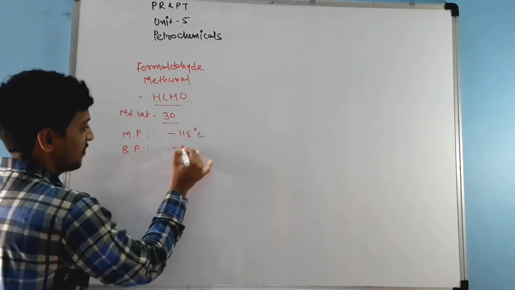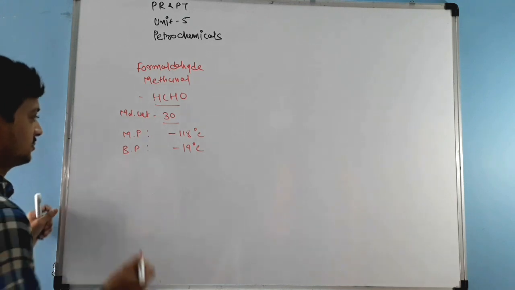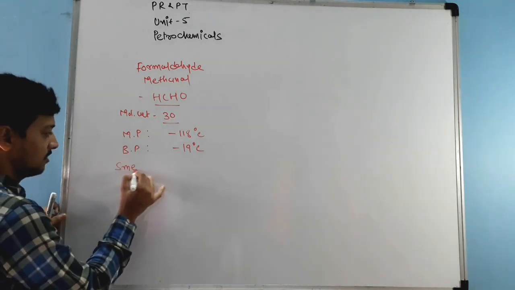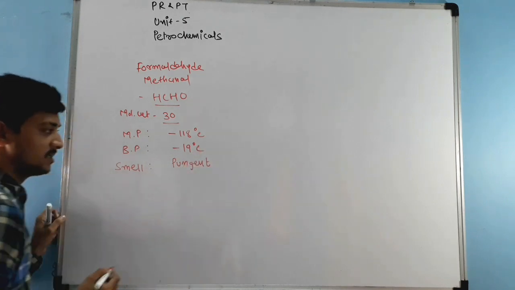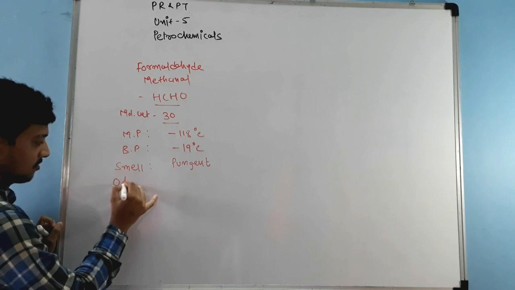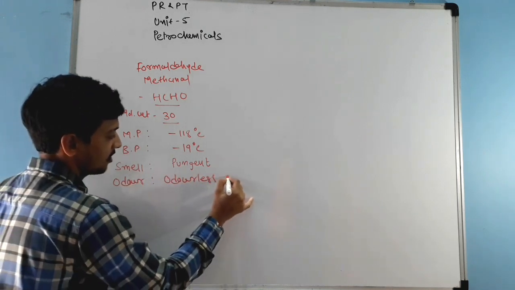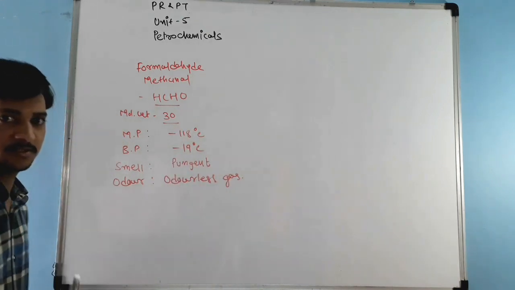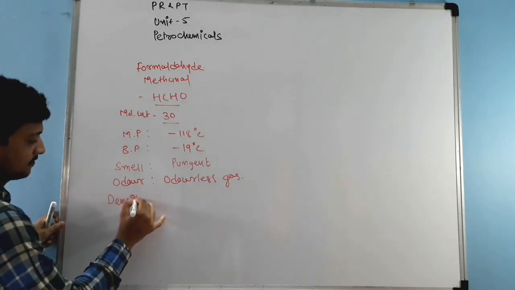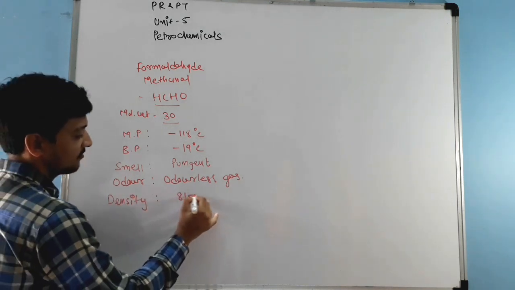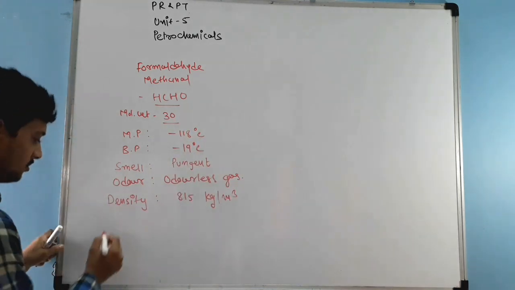Boiling point -19 degrees Celsius. Smell: pungent type smell. Odorless gas. Density 815 kg per meter cube.